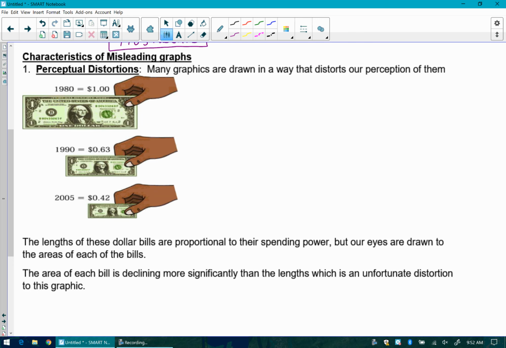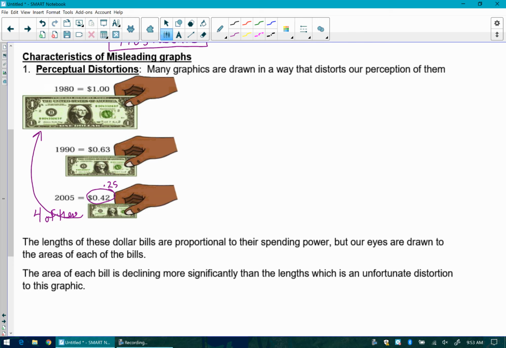And then if you go down to 2005, they say that the dollar bill was worth 42 cents. If you look at this bottom bill here and ask yourself, how many of these could you fit in that top graphic? I don't know about you, but to me, it looks like I could probably fit 4 of these in that top graphic. Well, if I could fit 4 of these in that top graphic, then that means that really this shouldn't be 42 cents. This should have been 25 cents.